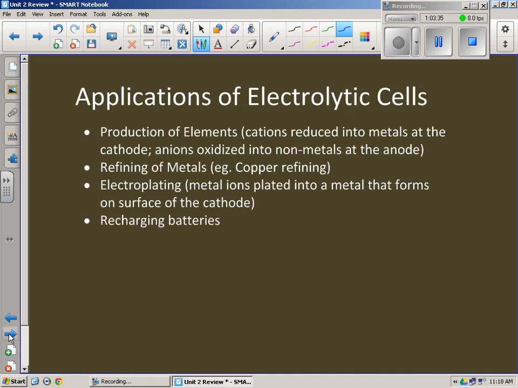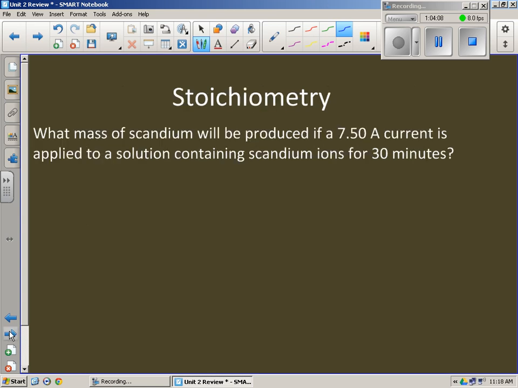Applications of electrolytic cells. We kind of talked about this a little bit. Production of elements, of course, so you can make cations, and cations turn into metals, anions turn into nonmetals. Refining of metals, so you could do copper refining, for example. We gave you notes on this. There was a package of notes that day, called applications of electrolytic cells. Refining of metals, electroplating, so chromium onto bumpers, things like that, right? And finally, recharging batteries, reversing the flow of electrons to recharge them, okay?